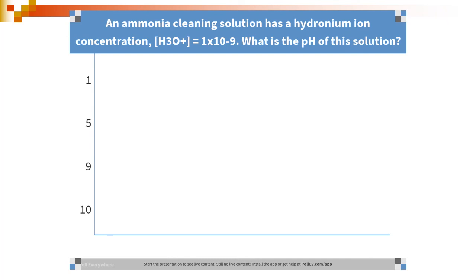An ammonia cleaning solution has a hydronium ion concentration, H3O+, equal to 1 times 10 to the negative 9. What's the pH? To find pH, you take the negative log of your H plus concentration. So the negative log of 1 times 10 to the negative 9, going to be 9. Your correct answer is C.